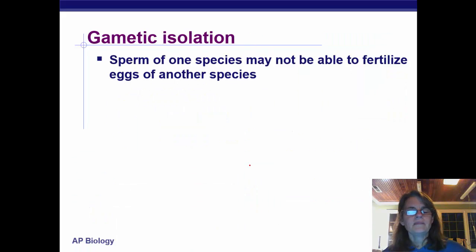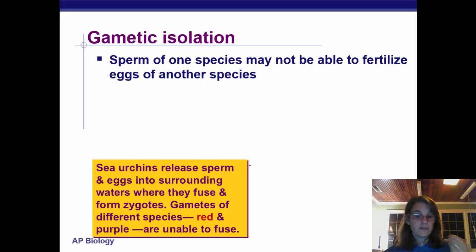Okay, gametic isolation. So suppose mechanical isolation is not a problem. We can get the sperm to the egg, but the sperm of one species, even if it interacts with an egg, may simply not be able to bind with the egg to fertilize it, okay?